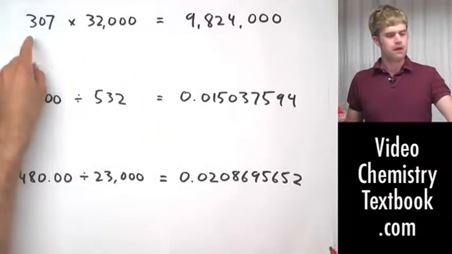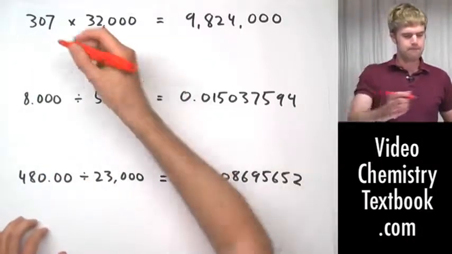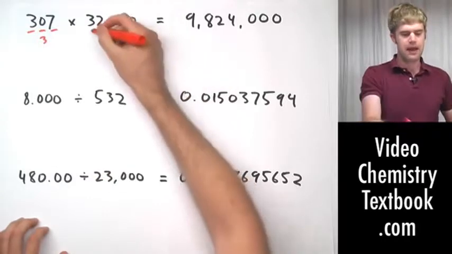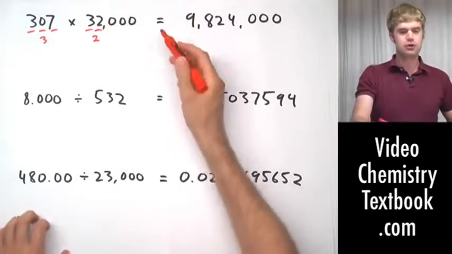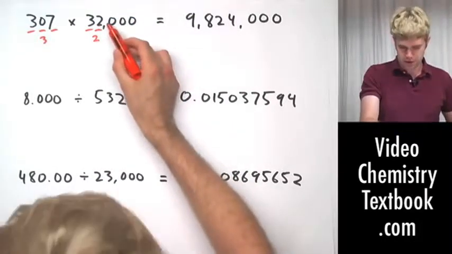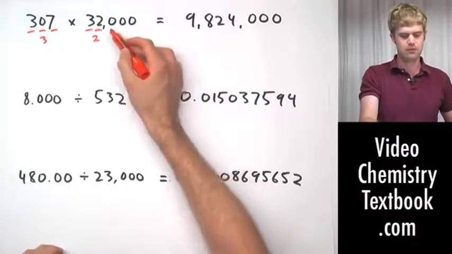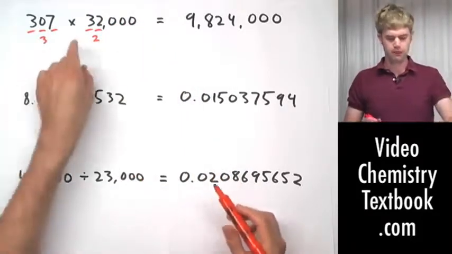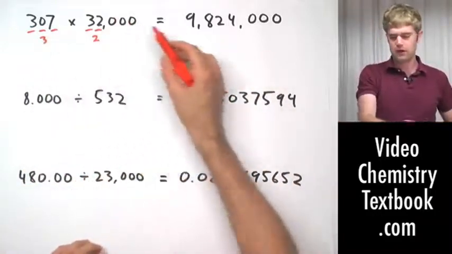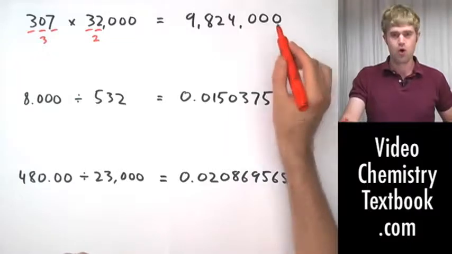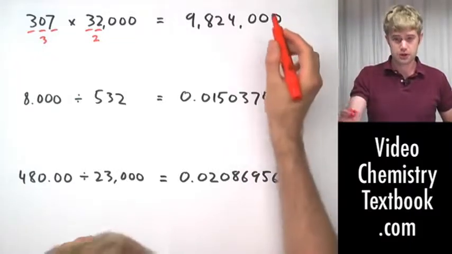Let's go through them. 307 here has 3 significant figures because of this sandwiched 0, and 32,000 has 2 significant figures because zeros that are coming to the right of significant figures when the number doesn't have a decimal point are not considered significant, right? So that means that when we multiply these together, here's the answer that our calculator spits out. We want to round it to 2 significant figures.